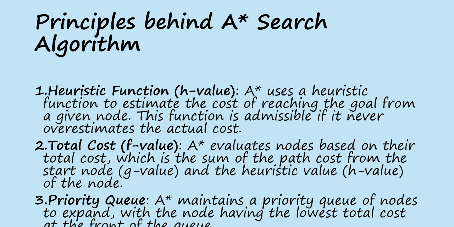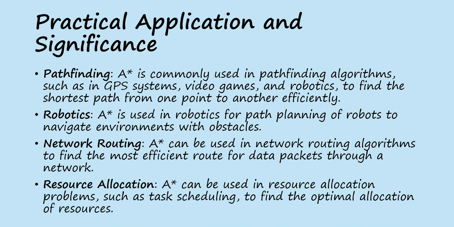Priority queue: A-star maintains a priority queue of nodes to expand, with the node having the lowest total cost at the front of the queue. Pathfinding: A-star is commonly used in pathfinding algorithms such as GPS systems, video games, and robotics to find the shortest path from one point to another efficiently.